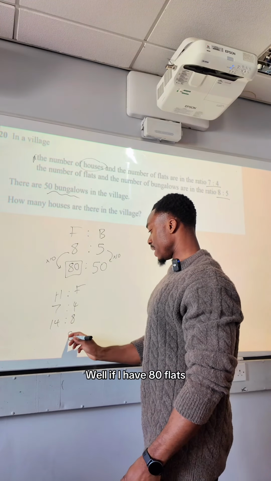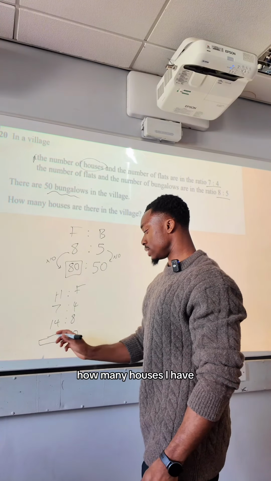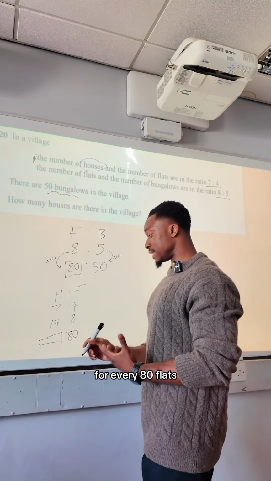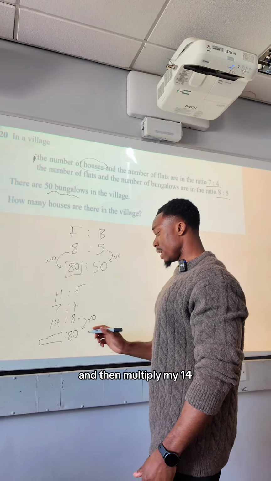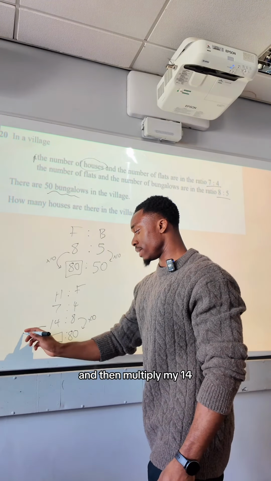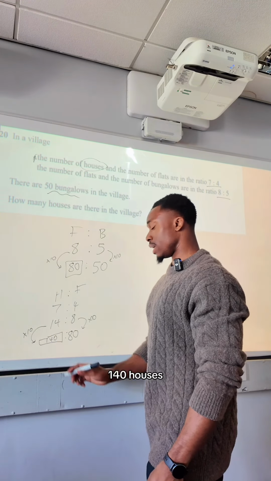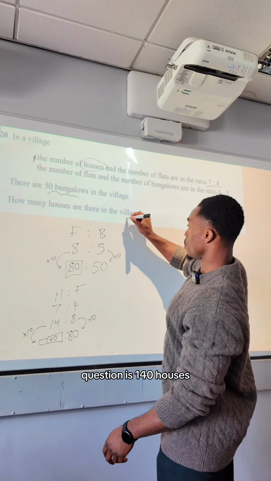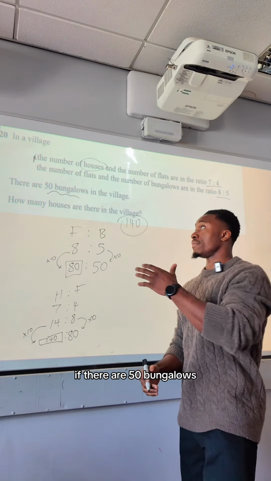If I have 80 flats, I'm going to put it underneath this column, and I'm trying to work out how many houses I have for every 80 flats. So I multiply the 8 by 10 to get 80, and I then multiply my 14 by the same 10 to get 140 houses. So the answer to this question is 140 houses in the village if there are 50 bungalows.